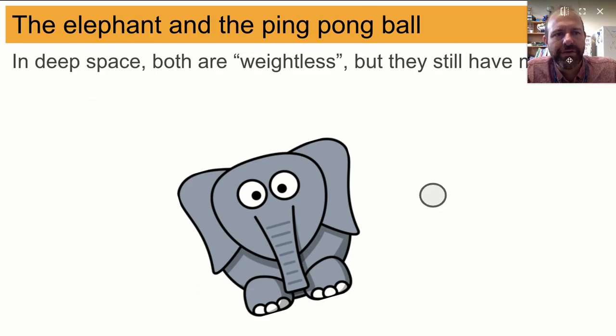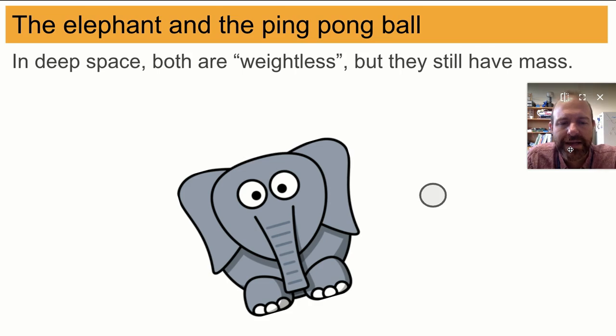Kind of an extreme and fun example of this is if you were to take an elephant and a ping pong ball and let them float around in space. They're, quote, weightless. That's kind of a lie, but the effect is they're none the same, but they still have mass. And if you wanted to get that elephant to start moving and that ping pong ball to start moving, the elephant would still be hard to get to start moving. You need a lot more force to accelerate it at the same rate that would send the ping pong ball flying.